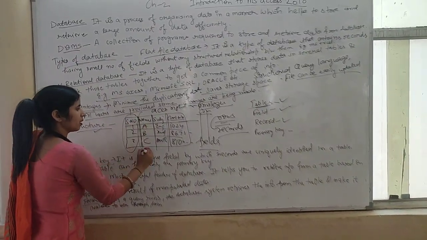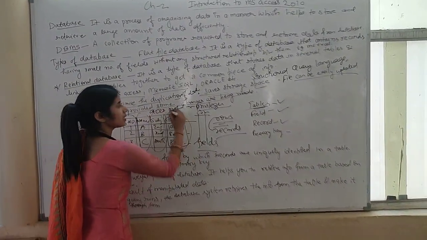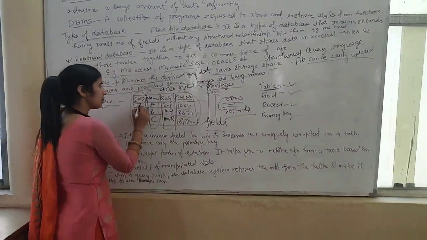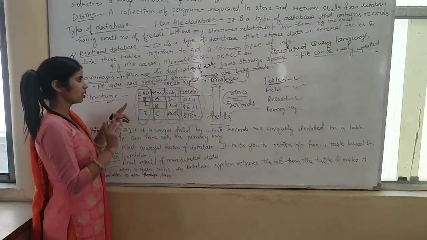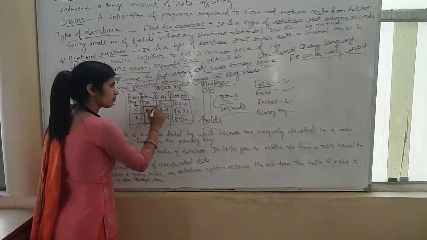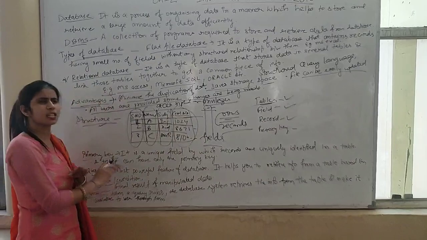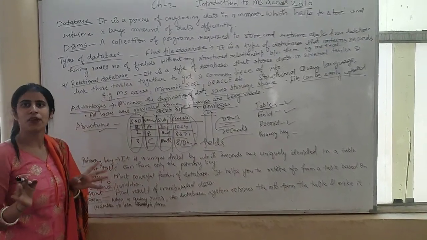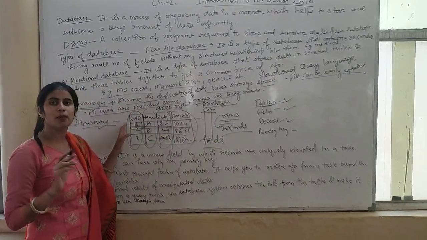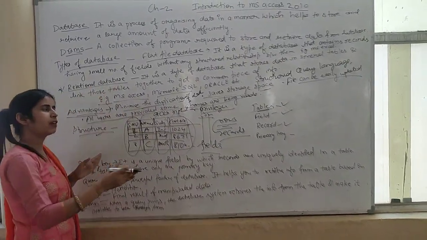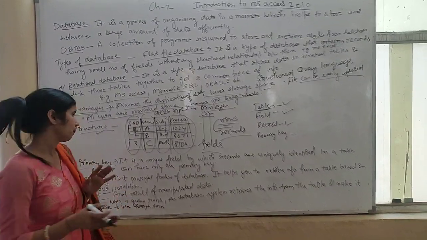And what are the fields here? These serial number, name, subject are the fields. And what is the record? Suppose we consider the first serial number. So first roll number student, name is this, subject is this, contact number is this. It is giving the proper record of an individual student. So it is a record. Record means horizontal row and field means vertical column.